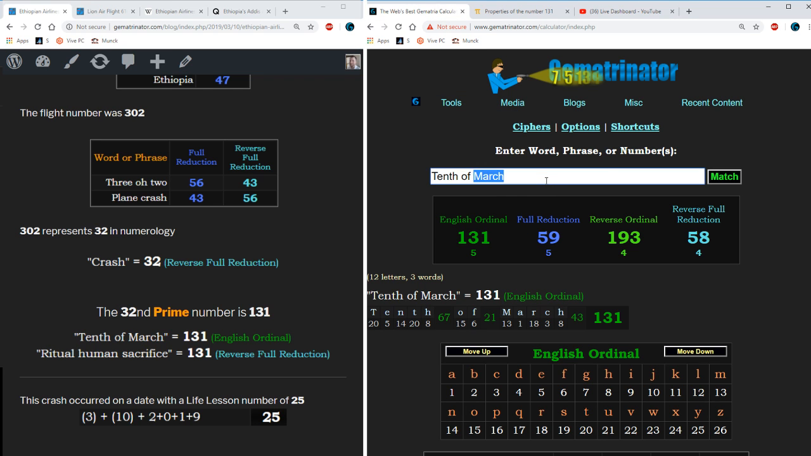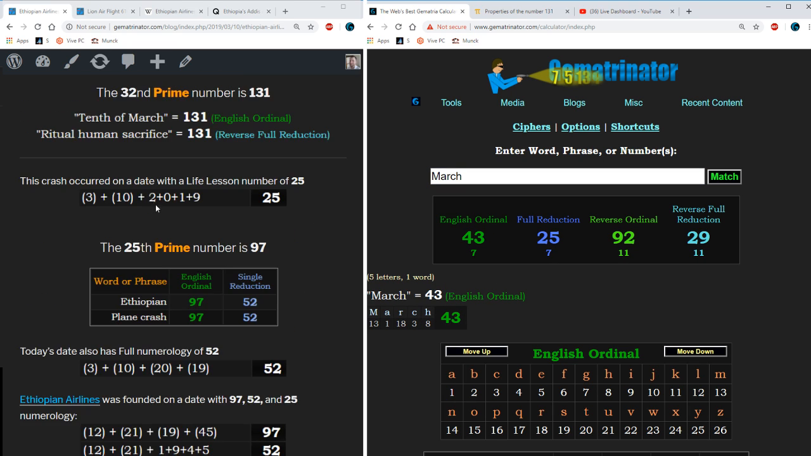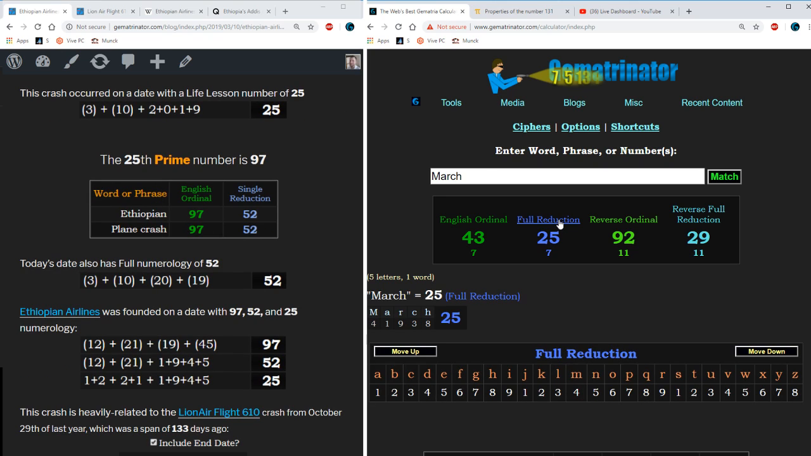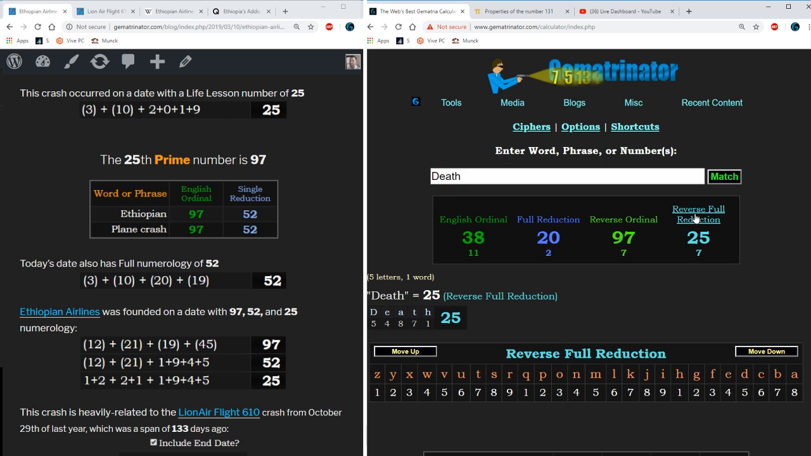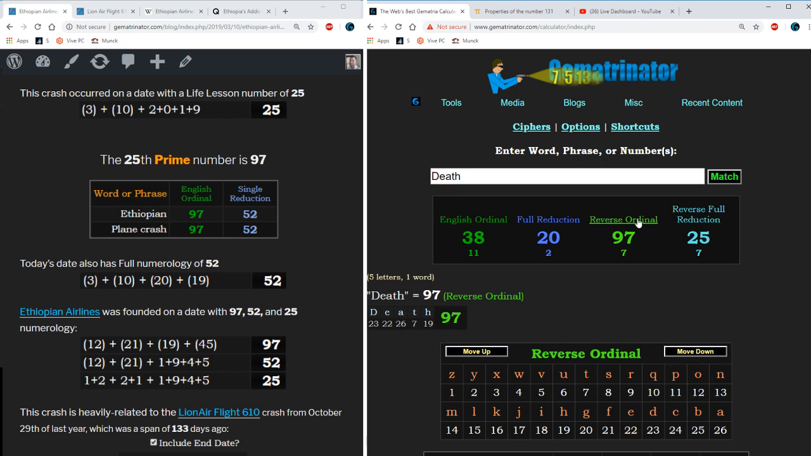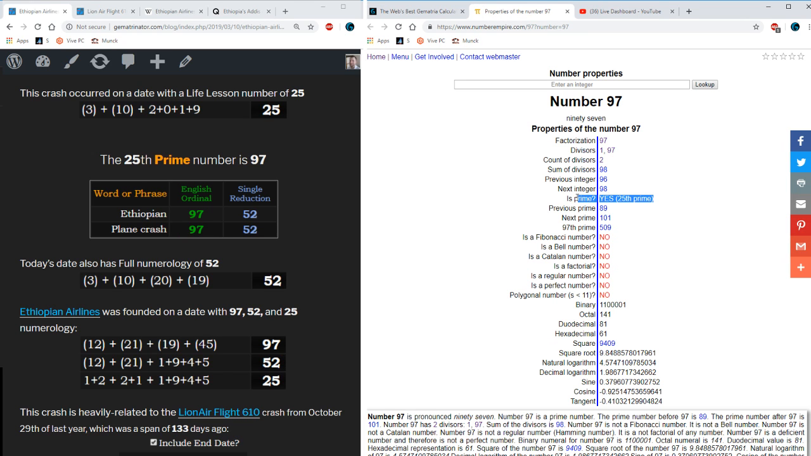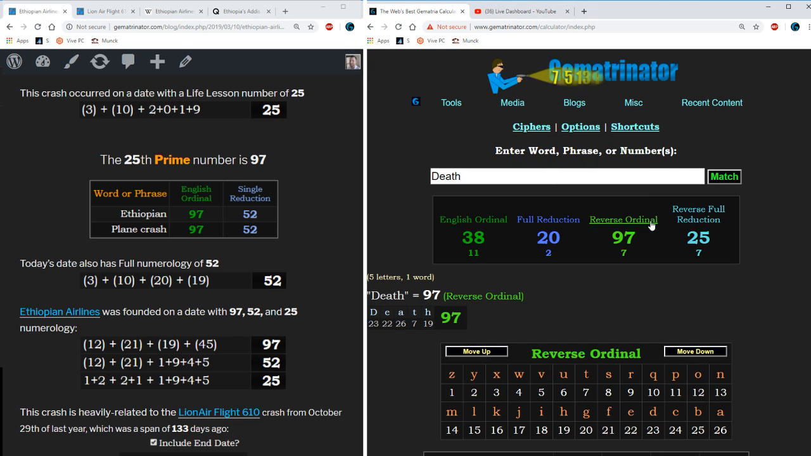Like Zach mentioned, here we are in the month of March, by the way, and March equals 43. Also notice the 25. 25 being the reverse value of death. Also notice how death equals 97. 97 is the 25th prime number, so we have what we call a prime number relationship right here in the reverse values.